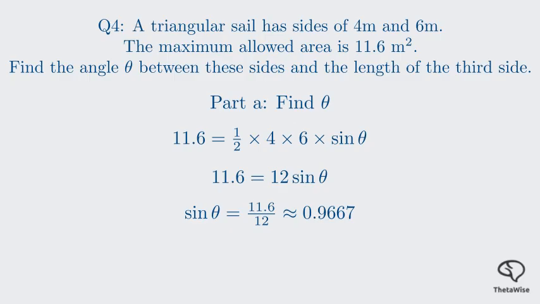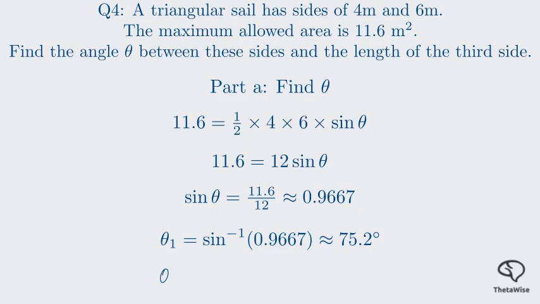Again, there are two possible angles. The acute angle θ1 is inverse sine of 0.9667, which is about 75.2 degrees. The obtuse angle θ2 is 180 degrees minus 75.2 degrees, which is 104.8 degrees. Both are valid as angles within a triangle.